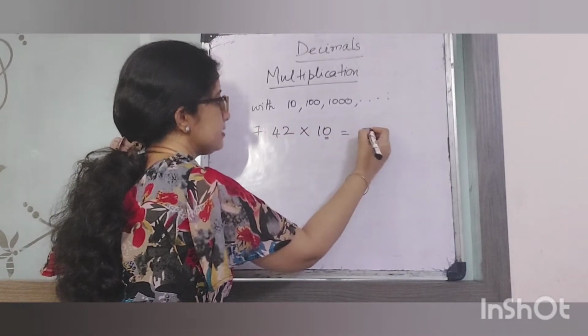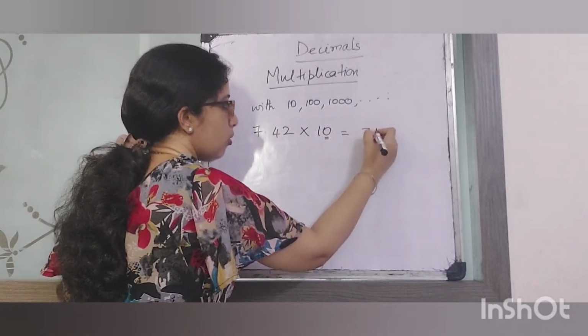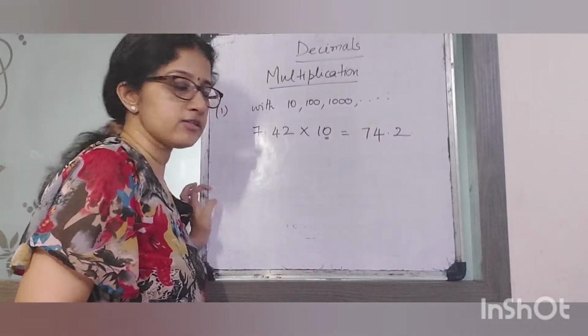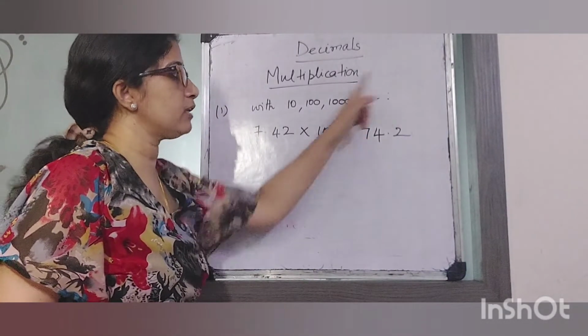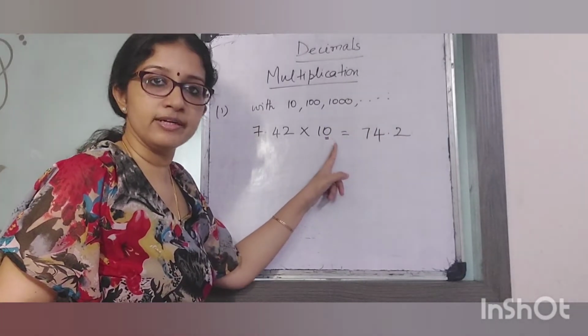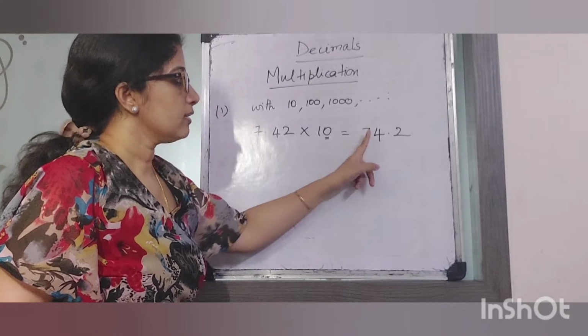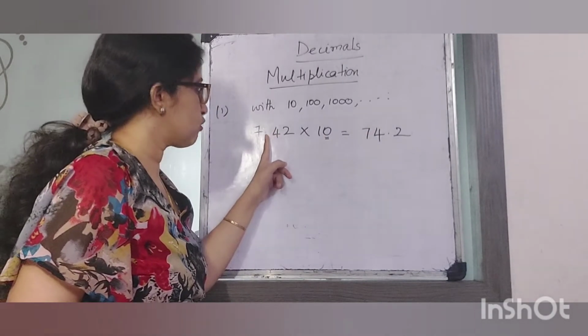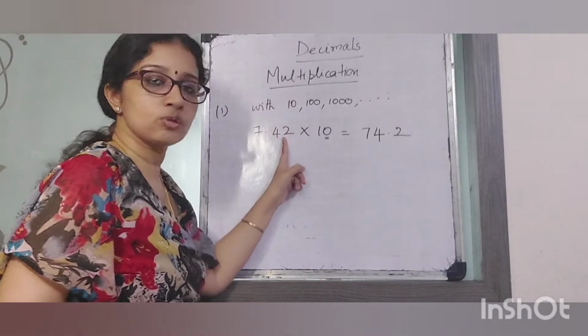So what we should do is just take this decimal point 1 digit to the right, that is, it was 7.42, now it is 74.2. Okay, so the decimal point will be shifted to the right by 1 digit because we have 1 zero in 10. Okay. So the decimal point was in between 7 and 4 here. So it shifted one place to the right.